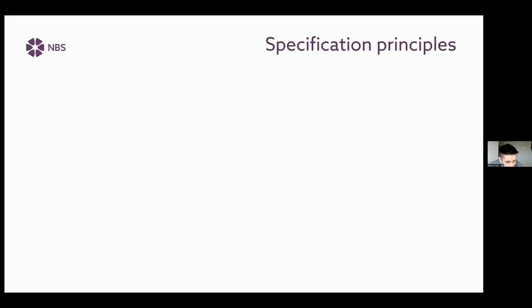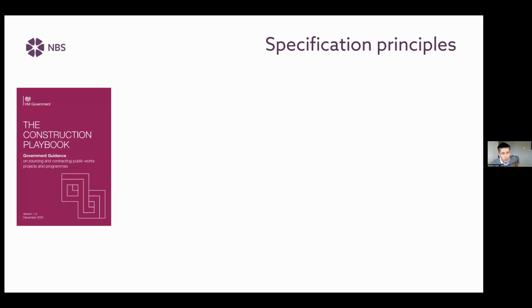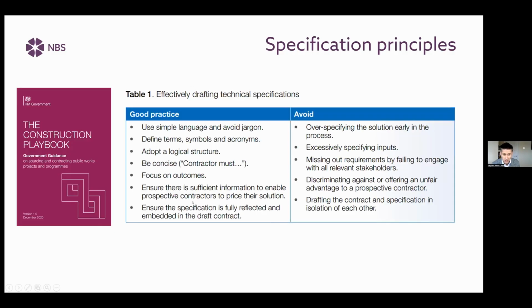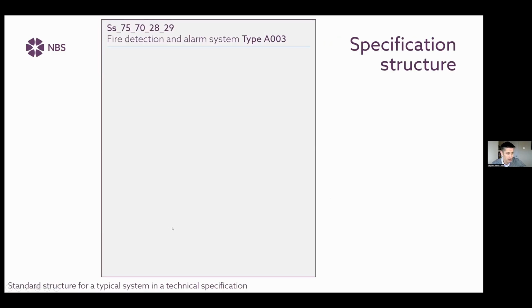Looking purely at specifications, a great place to start in terms of principles around good specification is the construction playbook. I haven't included URLs here because, again, you can just Google this: construction playbook, government website. They had a whole subsection of this document just giving good principles and why specifications are important, what to do, what not to do. And just logical structure, define your terms. It's addressing the contractor already, so don't write "the contractor must" at every single stage, et cetera. So there are some good base principles there from government.